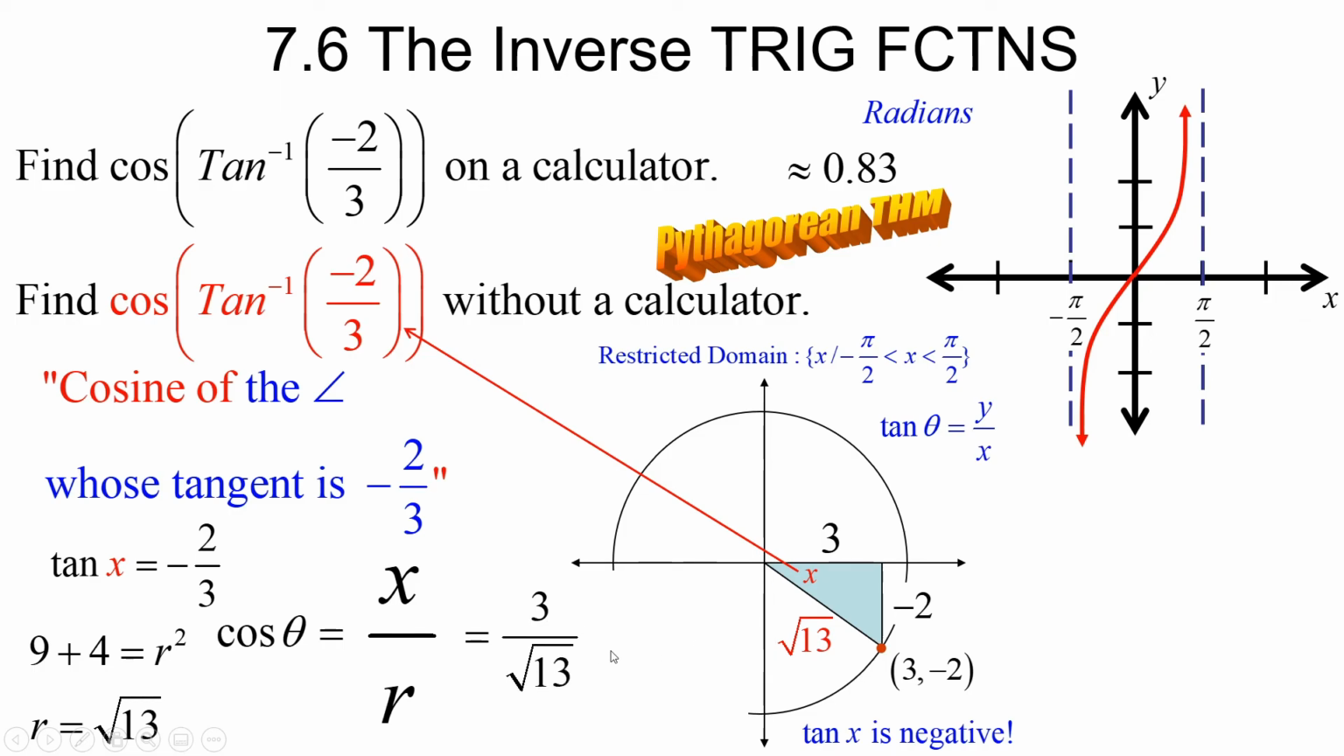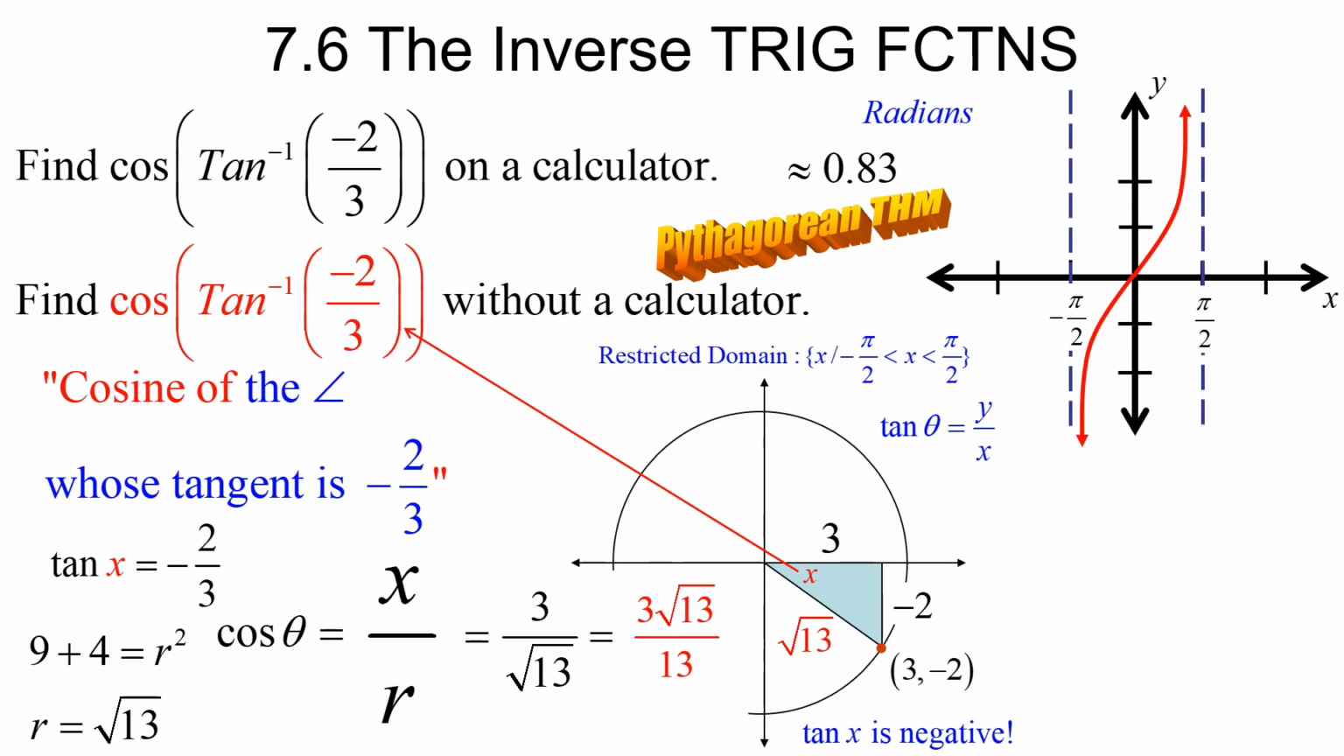And now you guys know you're going to have to, what? Rationalize your denominator. So I'm going to multiply the 3 by root 13 to get 3 root 13. And then root 13 times root 13 is 13. And there's my final answer. So the exact answer of cosine of inverse tangent of negative 2/3 is 3 root 13 over 13. That's exact. Now let's punch that out. And I bet we're going to get approximately 0.83.